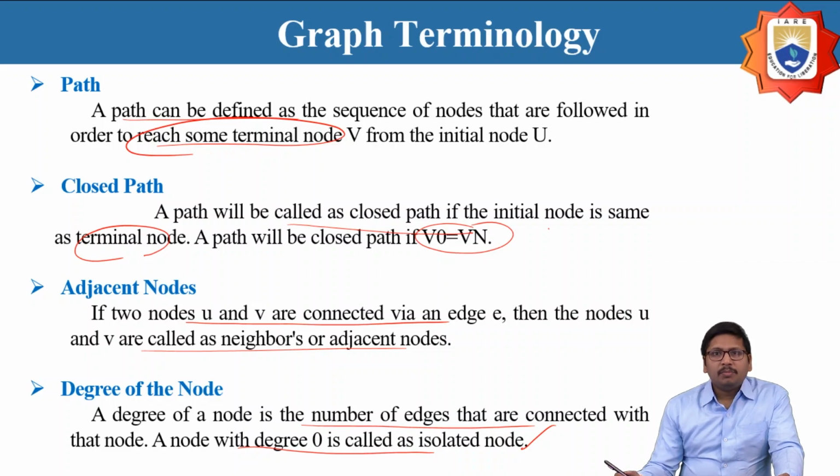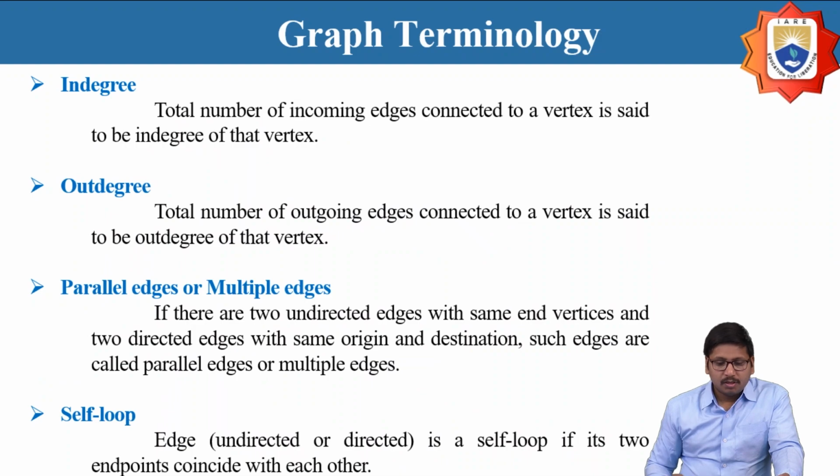So the path can be defined as a sequence of nodes that allows us to reach some terminal node, and the path is closed if the initial node is the same as the terminal node. Adjacent nodes are two nodes that have an edge between them, and the degree of a node is the number of edges connected with that node. And what is the in-degree here? The in-degree is the total number of incoming edges connected to the vertex, and the total number of outgoing edges connected to the vertex is said to be the out-degree.